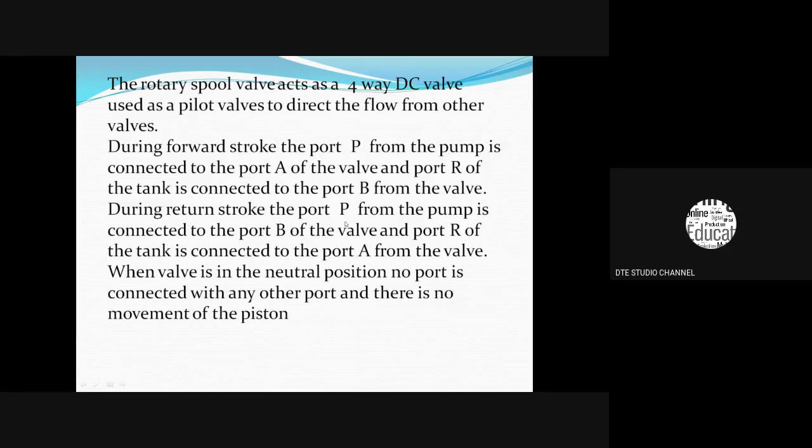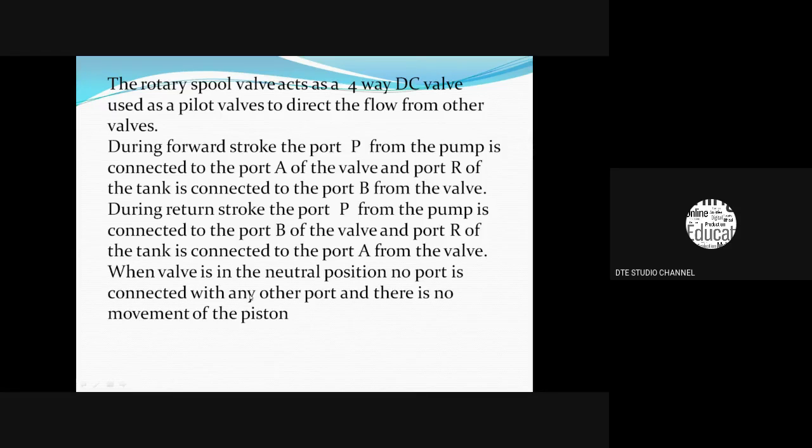In the return stroke, meaning the return stroke by the actuator, the port P from the pump is connected to port B of the valve and R is connected to port A. In this position, the direction of movement of the piston in the actuator is reversed. This is the second position of a rotary spool valve.